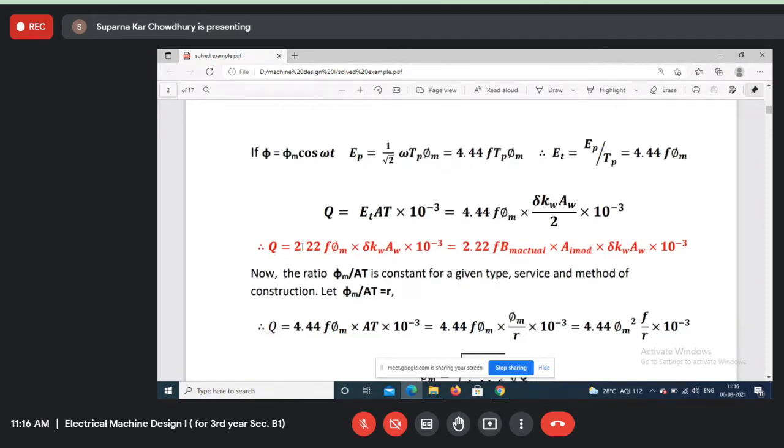So Q will be into delta Kw AW into 10 to the power minus 3. So phi m, the flux, can be replaced by flux density into the iron area, then delta Kw AW into 10 to the power minus 3.